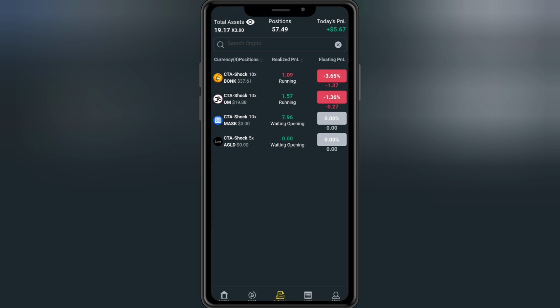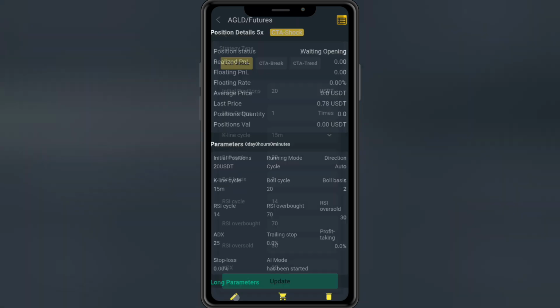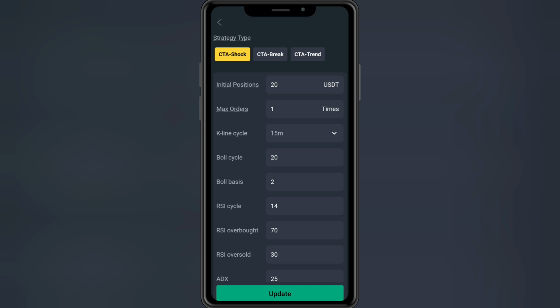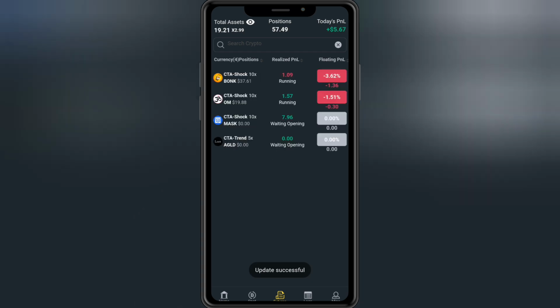Then if you want to change, for example, you can see all these coins are now on shock. If I want maybe to change this one to trend or break, I'll just tap on it. Then you come to edit. Then all we need is only to change the strategy type to trend. Then I click on update. Now when you update, you're going to see that this one has changed to CTA trend. That is just how simple you're going to trade.